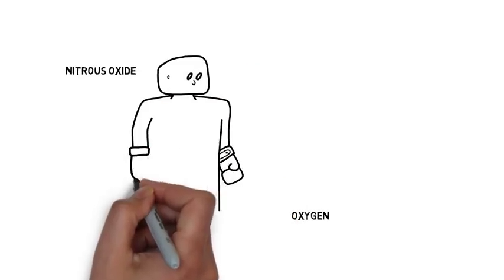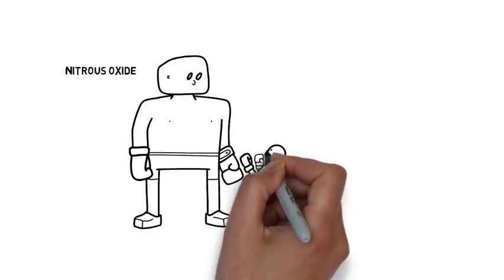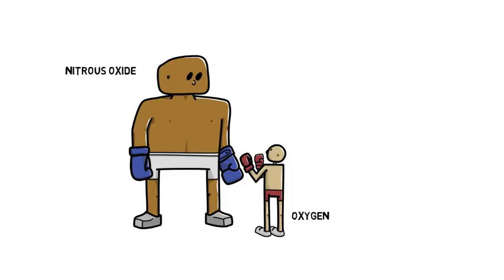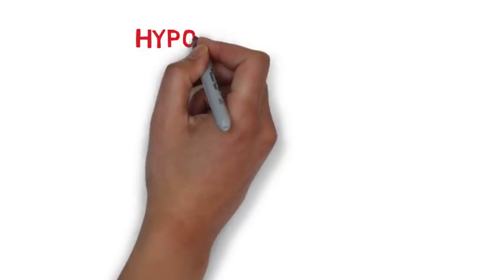Nitrous oxide outcompetes oxygen for the binding site to cytochrome C, an enzyme found in the mitochondria. This can cause a drastic drop in energy levels, as well as oxygen. The low oxygen levels can lead to a condition known as hypoxia.